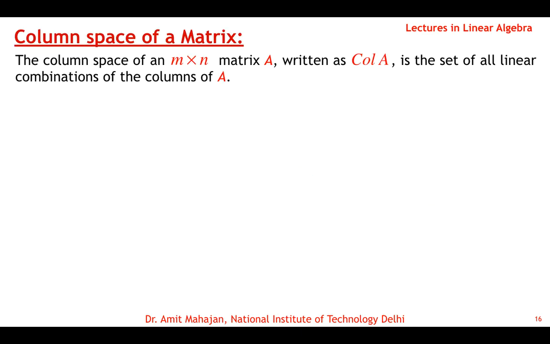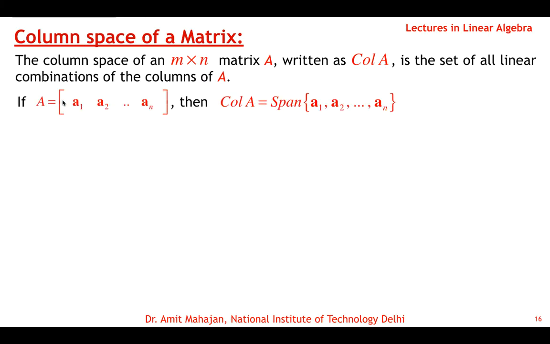Now we take the second important subspace, which is the column space of a matrix. The column space of an m cross n matrix A, written as Col A, or we call it the column space of A, is the set of all linear combinations of the columns of A. So if you are given a matrix A with some columns, then the set of linear combinations of the columns generated will be the column space of A.